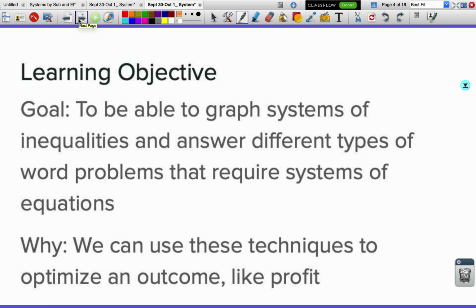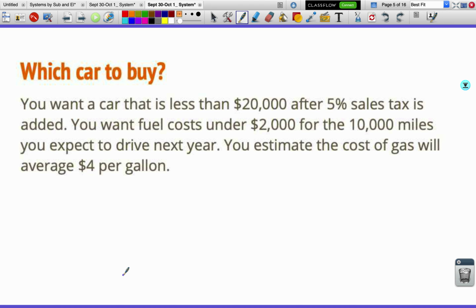All right, goal for today is to be able to graph a system of inequalities and answer different types of word problems that require systems of equations. Why we could use these techniques to optimize an outcome like profit. Optimizing profit is often a systems-based problem.